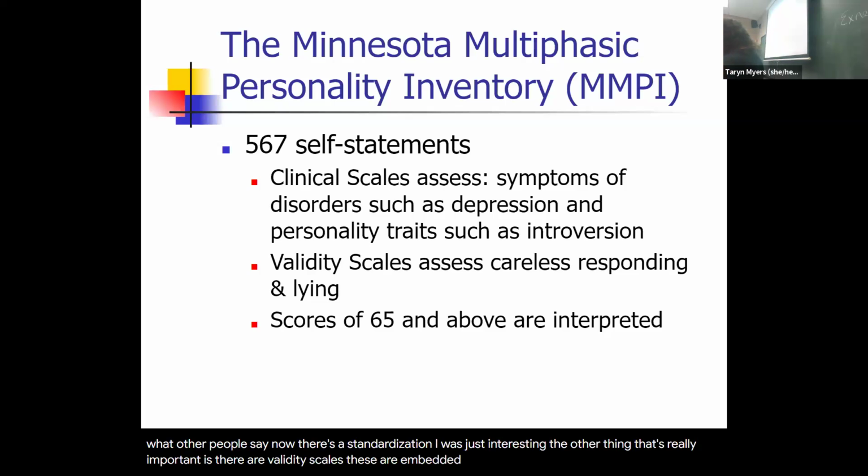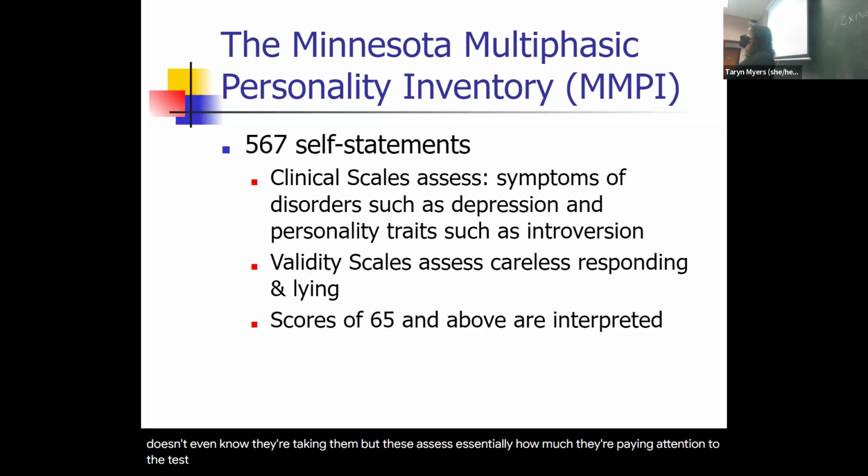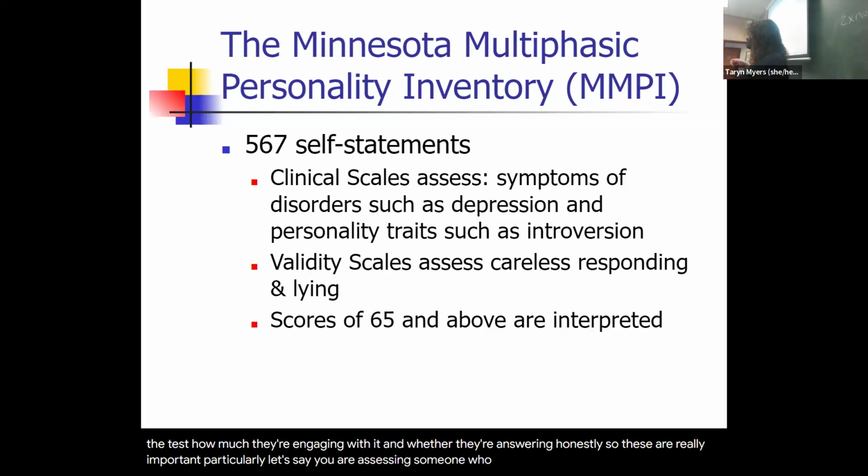These are embedded within the instrument. The participant or client doesn't even know they're taking them. But these assess essentially how much they're paying attention to the test, how much they're engaging with it, and whether they're answering honestly. So these are really important, particularly if you are assessing someone who, maybe, is trying to have a lawsuit saying I was damaged by this happening to me. There are scales that indicate that that person might be lying or exaggerating.